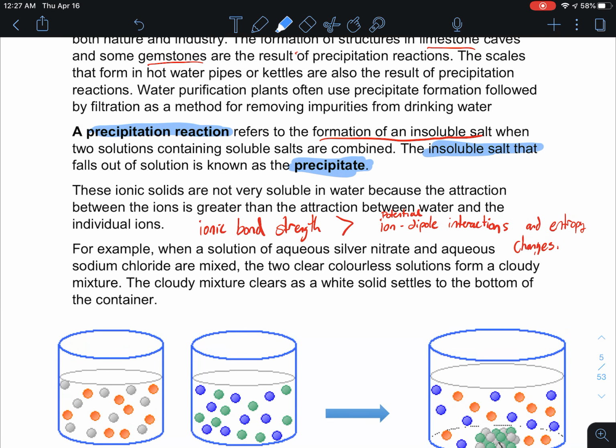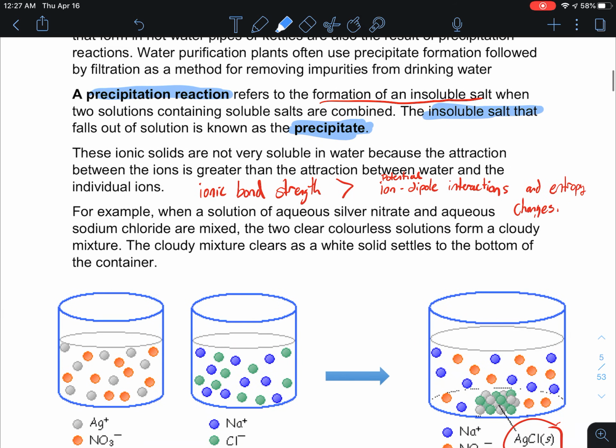So these ionic salts are not very soluble in water because the attraction between the ions is greater than the attraction between the water and the individual ions. So what we're saying here is that in some cases the ionic bond strength is higher than the ion-dipole interactions. That's really what we're trying to say, as well as being higher than the entropy change. So even the increase in disorder is not enough to push that reaction to the dissolved state.